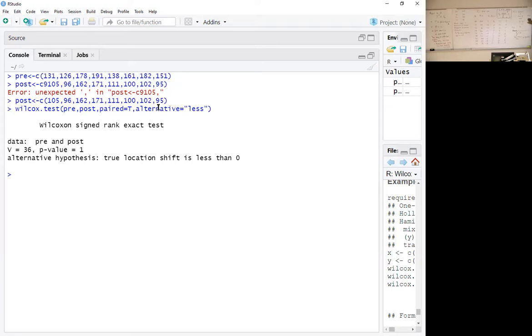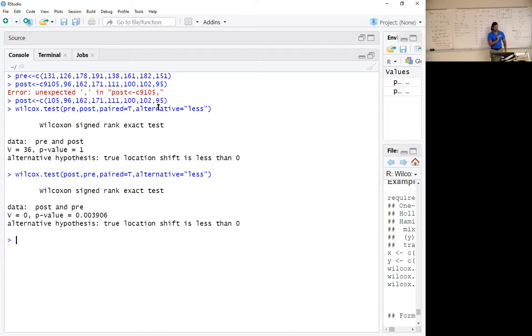Here, what it's giving us is T minus, but we're not going to look at T minus. The test is based on T plus. So if you flip, that would be the answer. Does that make sense? So V is 0, p-value is 0.003906.